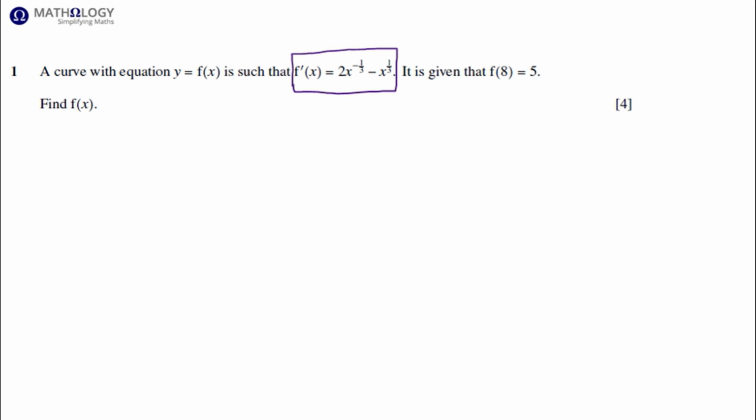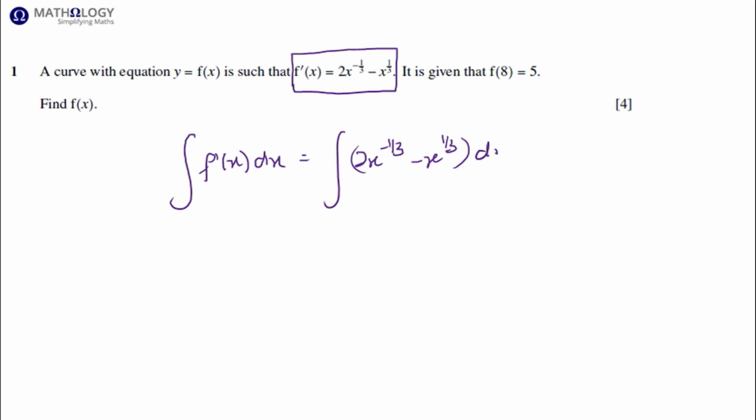So we need to integrate this expression. So we're going to integrate f prime x. Okay, so that equals, choose a constant. We're integrating x to the minus a third, so we're going to be adding 1 to minus a third, which gives us 2/3, and we divide by 2/3, minus x to the third plus 1 will be 4/3, and we divide by 4/3, and we also have to add the constant of integration c.